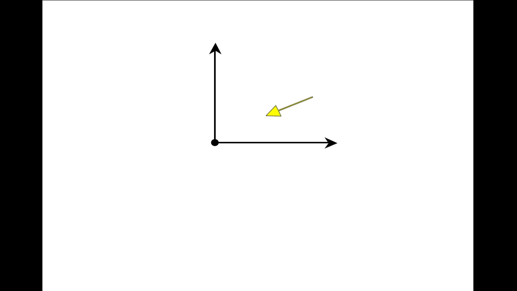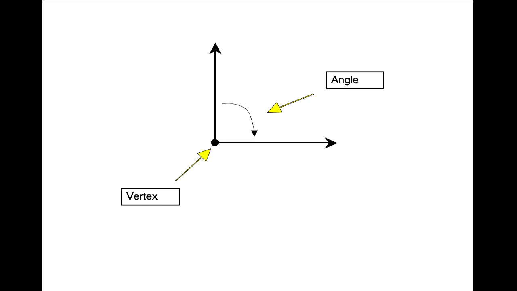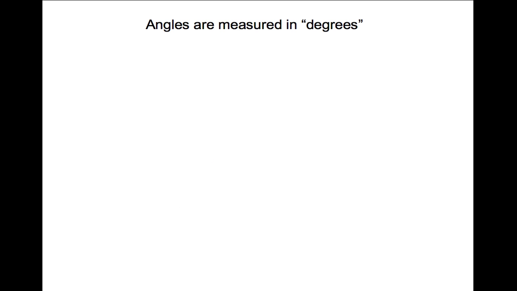When they come together, different angles are formed. The place where those two segments or lines intersect is called a vertex. When we describe angles, typically we measure angles in degrees.